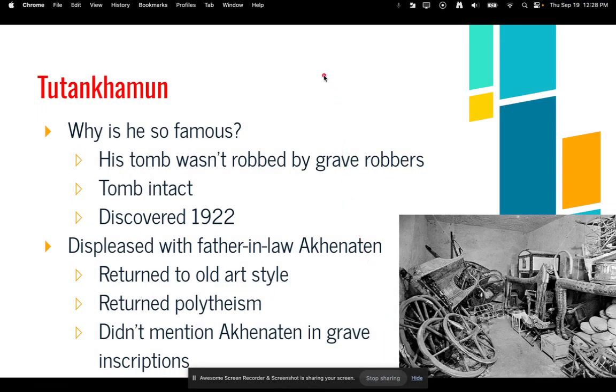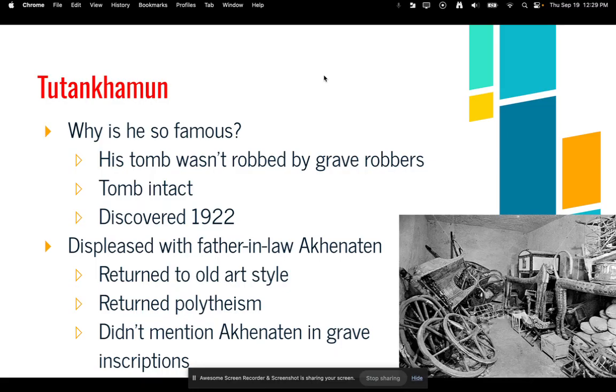So why is Tutankhamun so famous? Yeah, he's so famous because his tomb was not robbed by grave robbers. We talked about that back in the Old Kingdom, how a lot of those pyramids and tombs got robbed. This one was perfectly intact, and it was discovered back in 1922.